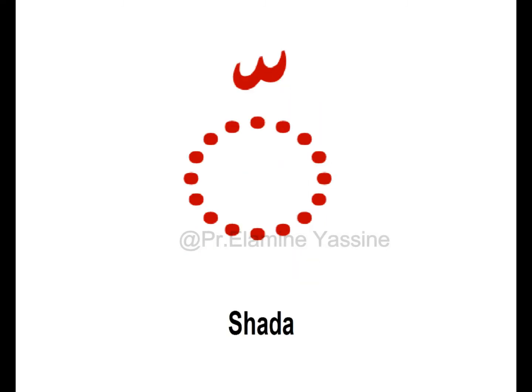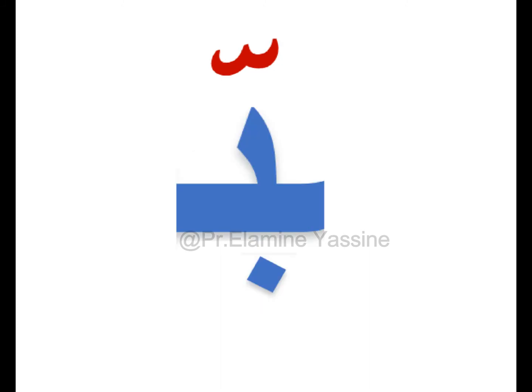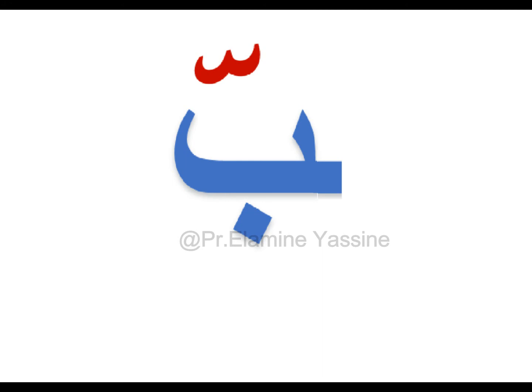We will move now to shadda. Shadda indicates a doubling of the preceding consonant. Shadda is always written above the consonant it follows. As we see, shadda looks the same in all positions. In fact, shadda only appears in the middle or at the end of a word.